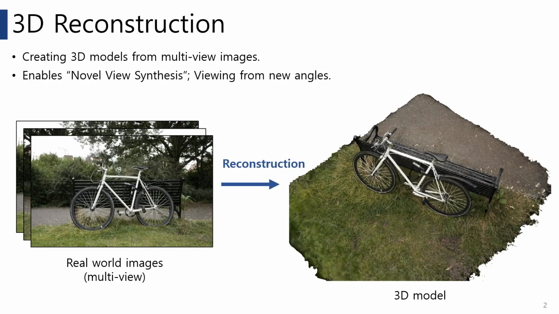First, to set the stage, let's briefly define 3D reconstruction. This task concerns the creation of a 3D model from a set of images captured from multiple viewpoints of a real-world scene or object. Then the reconstructed 3D model allows for rendering the scene from viewpoints different from the original input images, a capability commonly referred to as novel view synthesis.